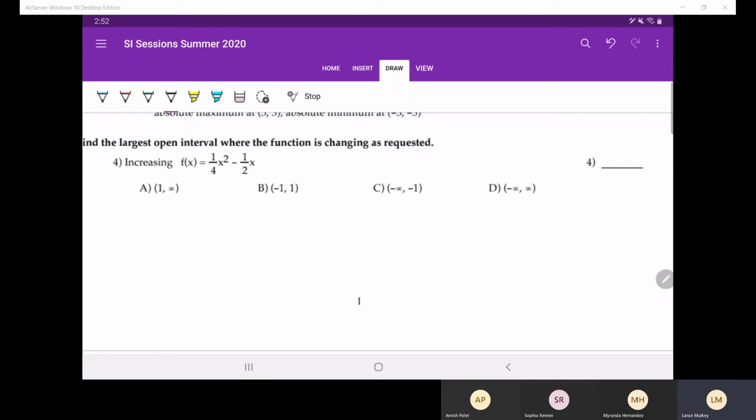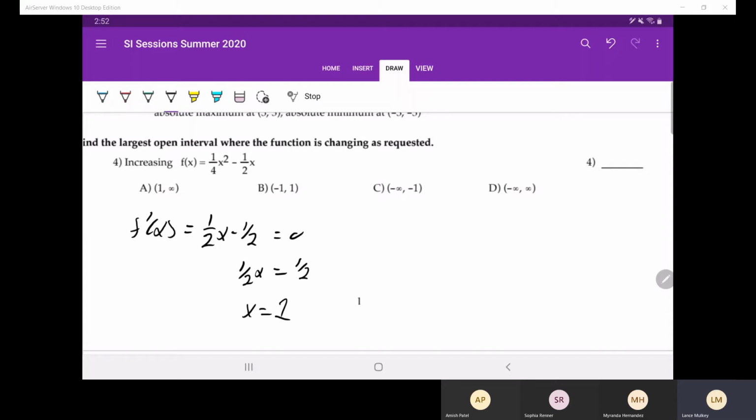The largest open interval where it's increasing. All right, so to find where it's increasing and decreasing, we've got to find the derivative first, right? F prime of x, using the power rule, equals 1/2 x minus 1/2. Set that equal to 0. You have 1/2 x equals 1/2, and you have x equals 1.